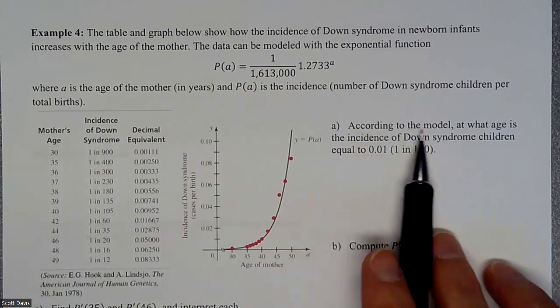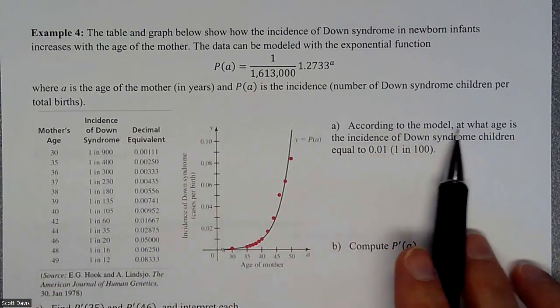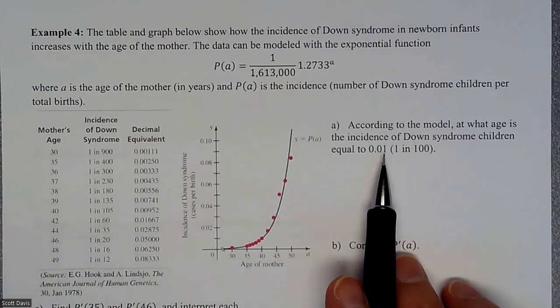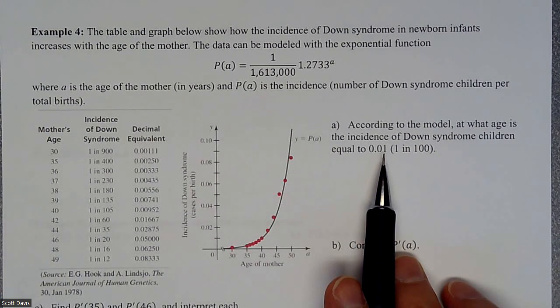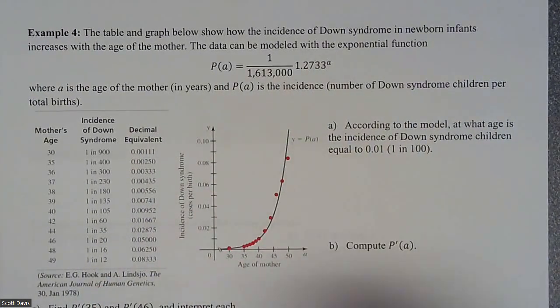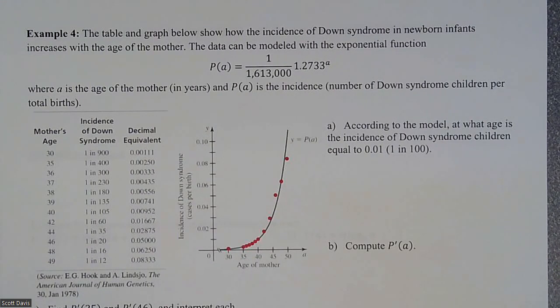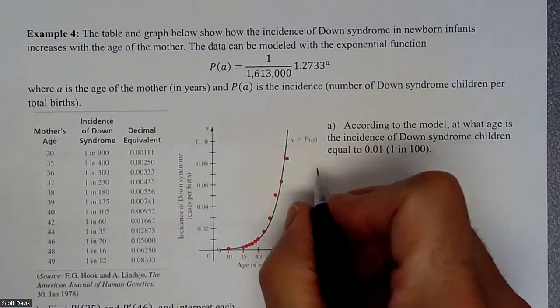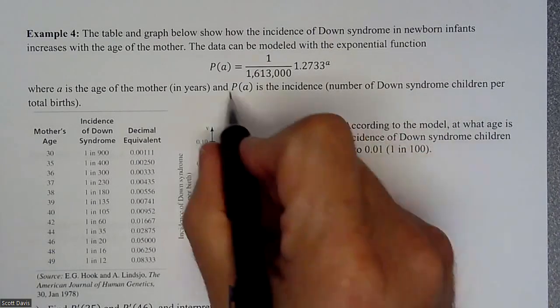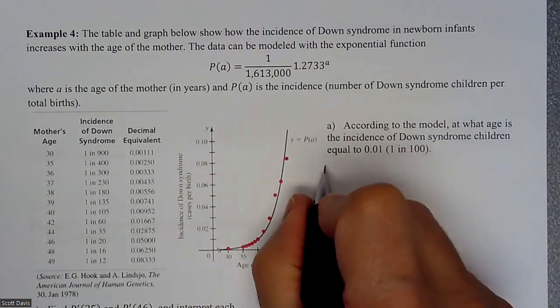Right, so according to the model, at what age is the incidence of Down syndrome children equal to 0.01? Right, so how do we do that? We can kind of look at the data, but to be accurate, we're going to use some pre-calc college algebra for this. And so we're going to take our equation. We're going to set it equal to whatever percent that we're looking for.